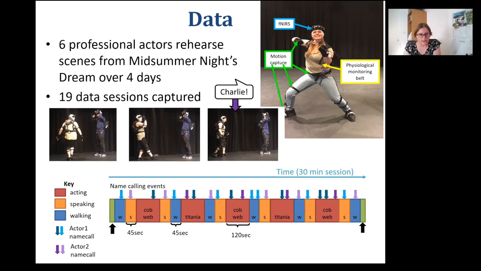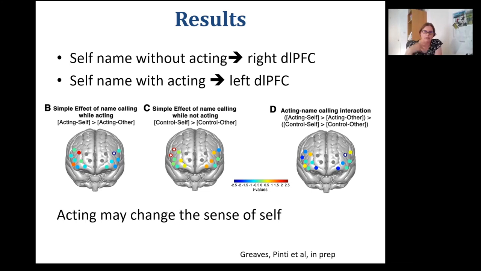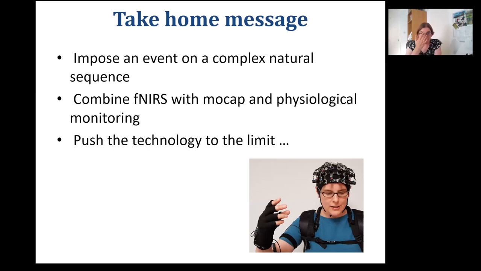But again, I think this illustrates a method you can use to take quite an extended, fairly natural behavior from these actors, impose some external events on it, and see how the brain responds to those external name call events imposed onto other ongoing tasks. So that's just a different way round of trying to find an experimental design that might allow us to get brain activation changes when we're acting. Again, this is a novel data set. We're finding a whole bunch of different ways to analyze it, also in relation to motion capture data, heart rate data, breathing data, all of these other things from these actors. So the summary of this study is that we can impose events on a very complex natural sequence, and that lets us push this fNIRS technology to the limits of what it can do.